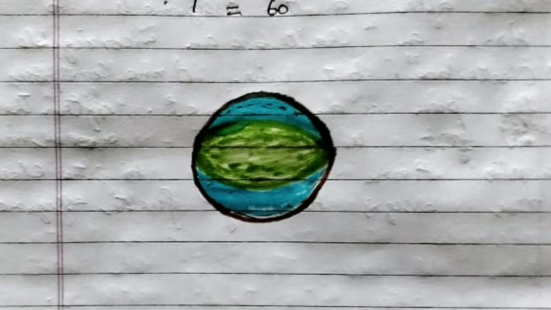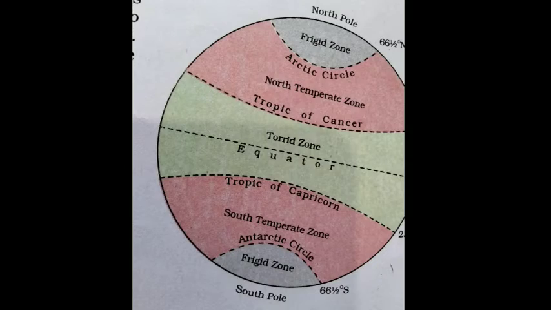The zone which runs north and south of the equator is known as the torrid zone. All the green would be the torrid zone. Now let us further understand diagrammatically. You have 0 degree which is the equator.